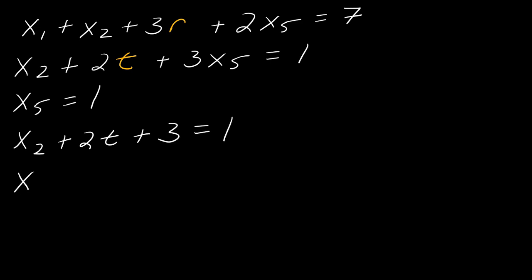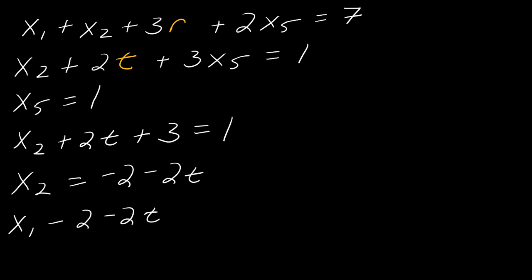So now I can easily solve this for x2. So I'll subtract off the 2t and the 3. So this becomes negative 2 minus 2t. Cool. And I do have a solution for x2, boom. So I'm going to replace that. So this is going to become x1 minus 2 minus 2t plus 3r.